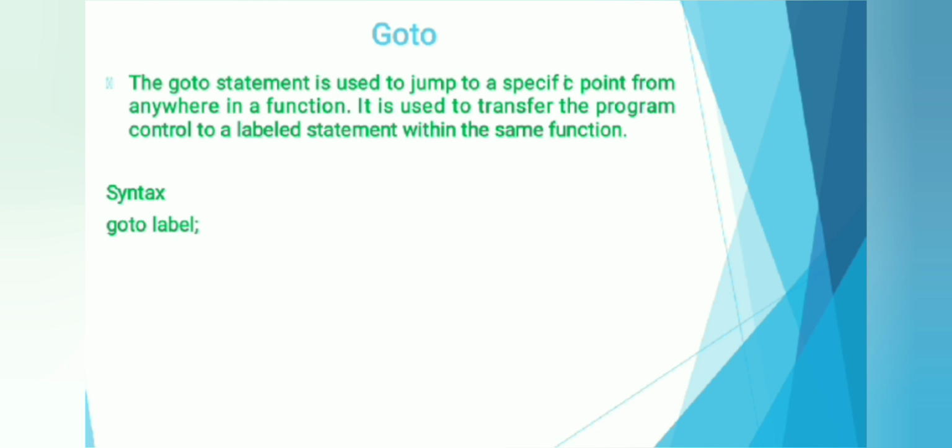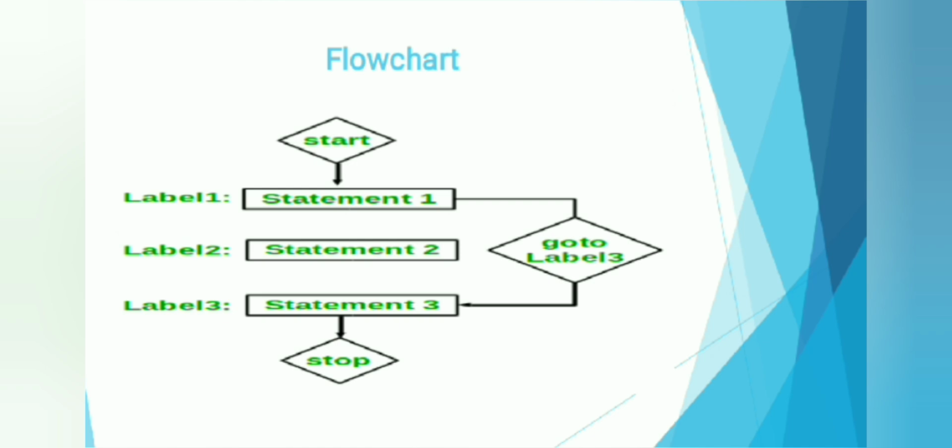I will repeat. The goto statement is used to jump to a specific point in a function. It is used to transfer your program control to a labeled statement within the same function. So let's see the flow chart.